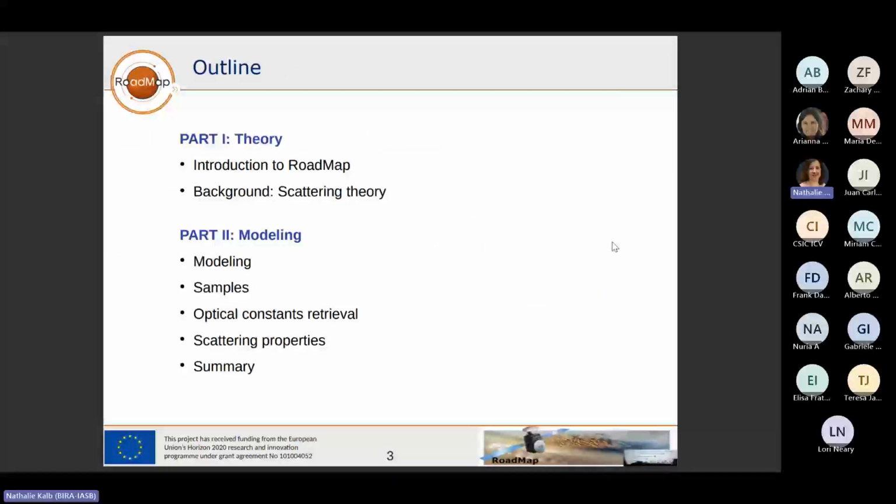Okay, so this is the outline of my talk. I will first focus on the theory, so just give some brief introduction, some background on the scattering theory, and then I will be going on to the modeling part, so I will talk about what I have been doing during the project.